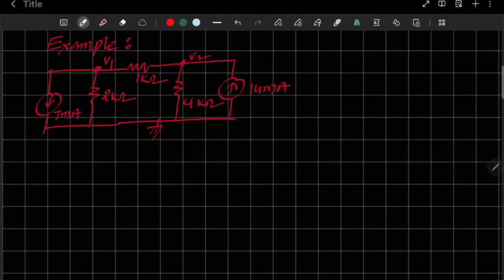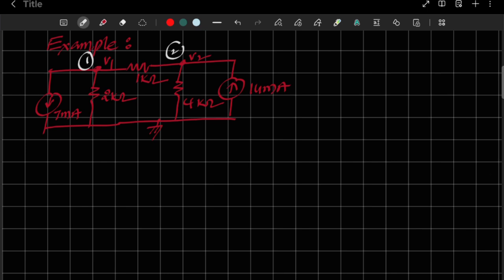Now one example has been given, we will solve here for node voltages V1 and V2. So we know how to apply the matrix relation, so directly we are going to write now. Here two nodes are there, node 1 and node 2. At those two nodes the voltages are V1 and V2. Those are node voltages.